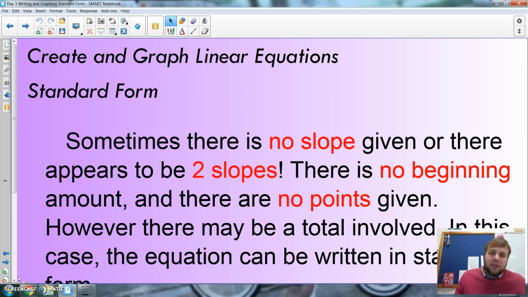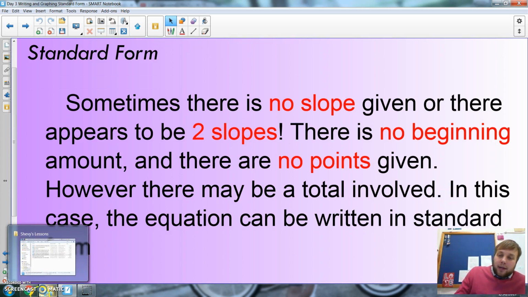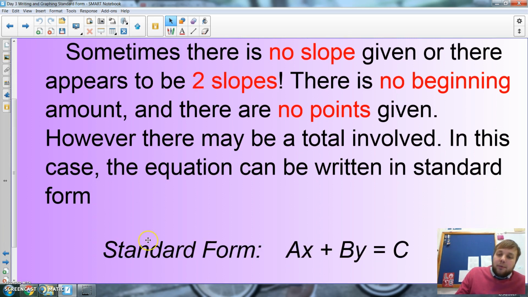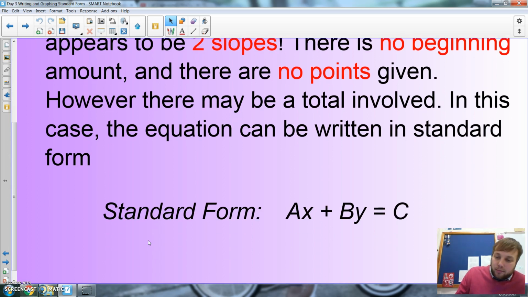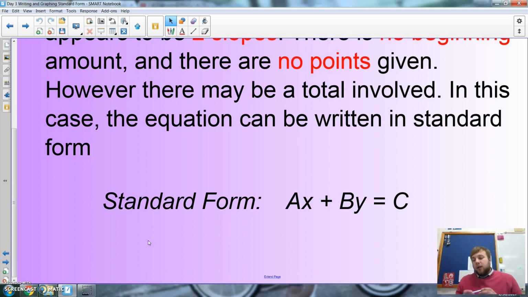So sometimes we're not given a slope, okay? And remember last time we were looking at slope-intercept form where we were given a slope and a y-intercept, and sometimes there's no slope given. Maybe it appears there's two slopes, or there's no beginning amount, or maybe there are no points given. Okay, the equation can be written in standard form in the other way.